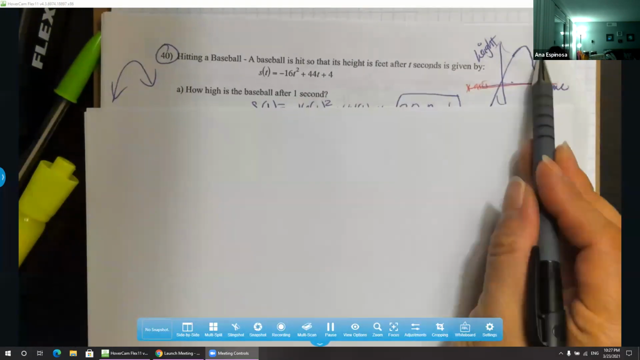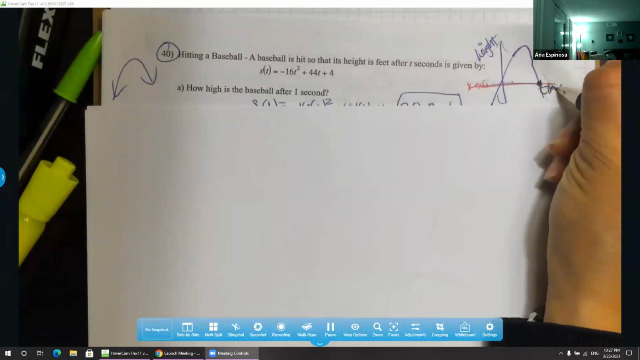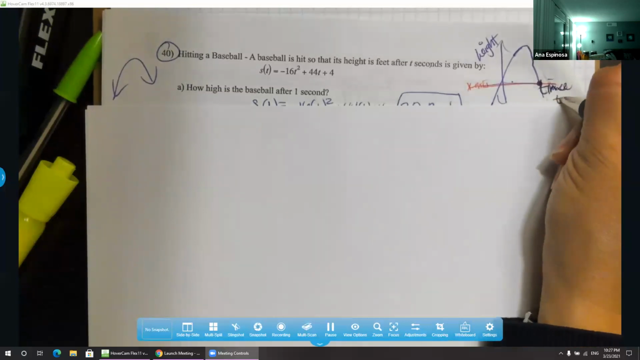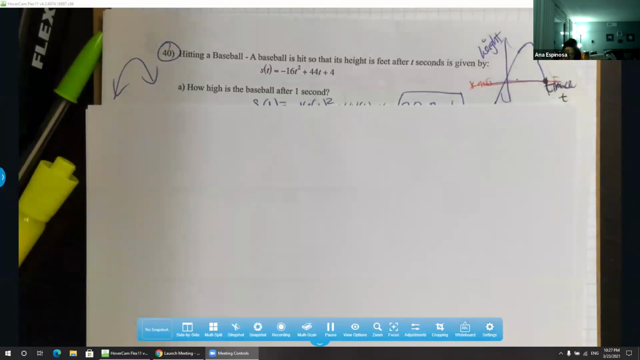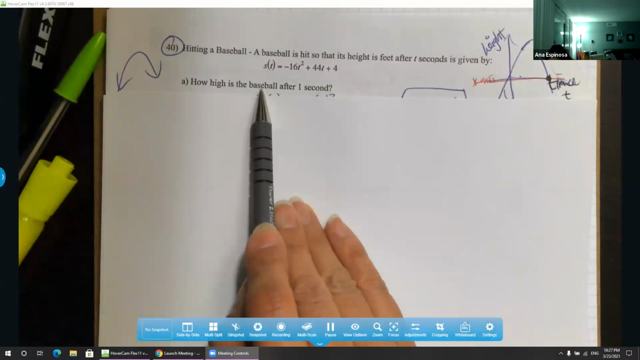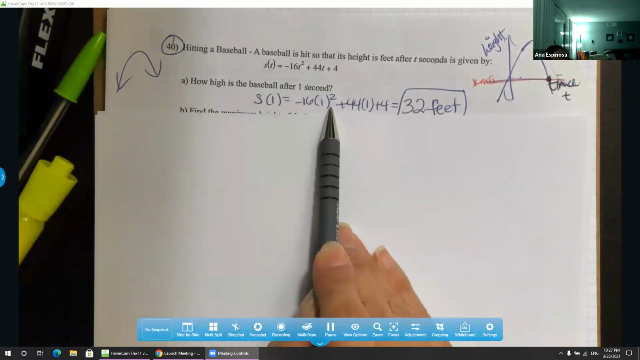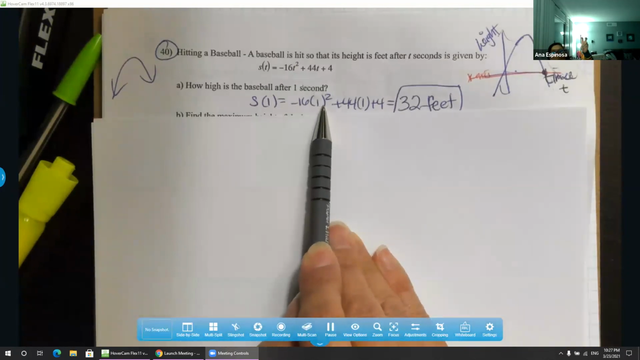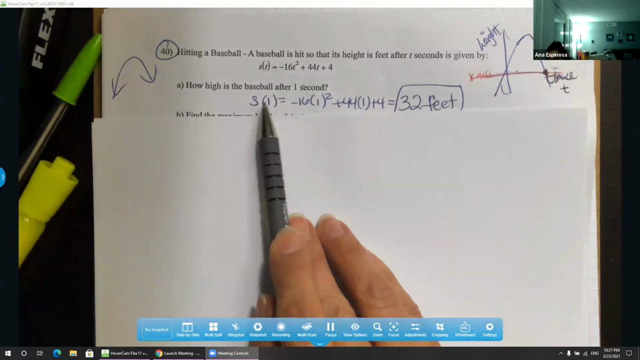So if you were to graph this, x is time. That's what this says here. That's your t, or your x variable. And height is over here on the y-axis. So if you want to know the height of the baseball after 1 second, you would plug in 1 for t, which is replacing the time, or your x value. Once you do all the math on the right, this is s of 1.